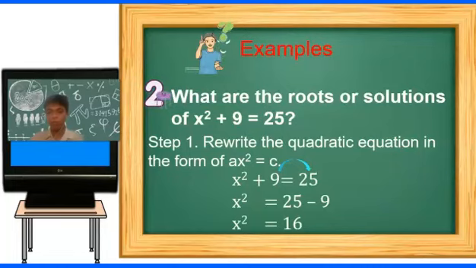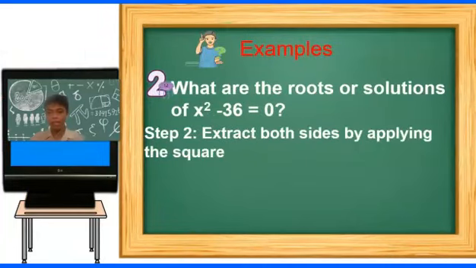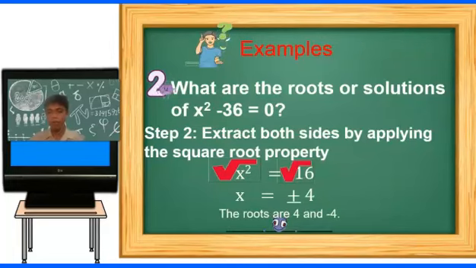For step 2, extract both sides by applying the square root property. So, get the square root of the left side, which is x squared, and get the square root of 16. So, what will be the answer? Yes. So, x is equal to positive and negative 4. So, the roots are 4 and negative 4. Okay, nagets ba natin? Okay, good. Kung nagets natin. Let's proceed now to example number 3.